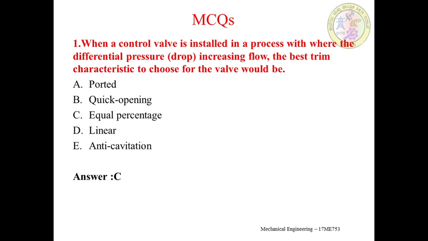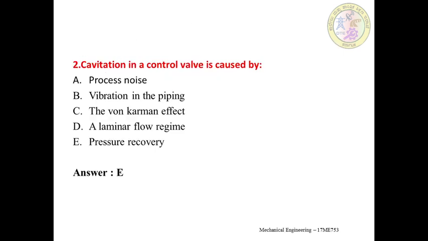When the control valve is installed in a process where the differential pressure drops as flow increases, the best trim characteristic to choose for a valve would be: five options are provided: ported, quick opening, equal percentage, linear, anti-cavitation. Our answer is equal percentage, that is option C.